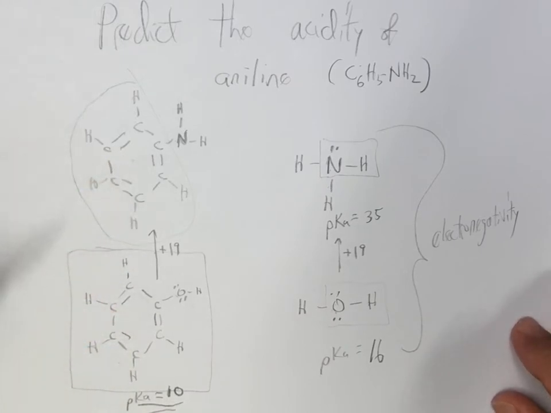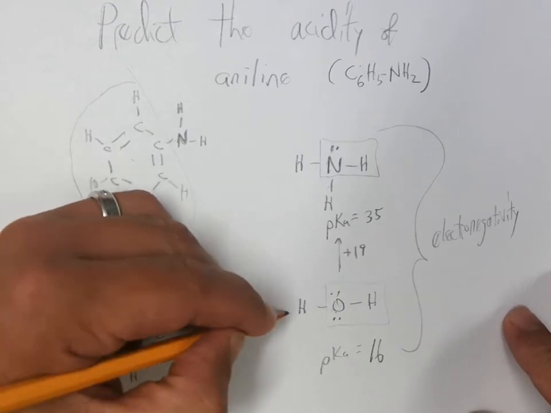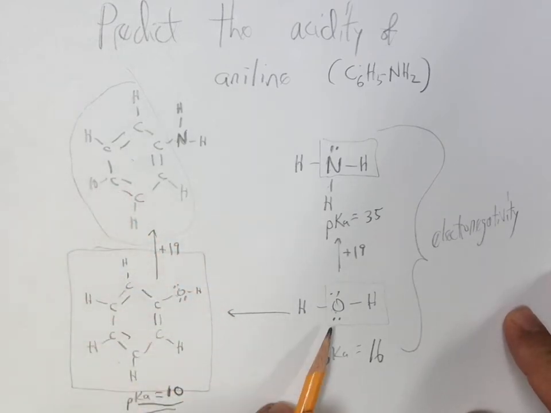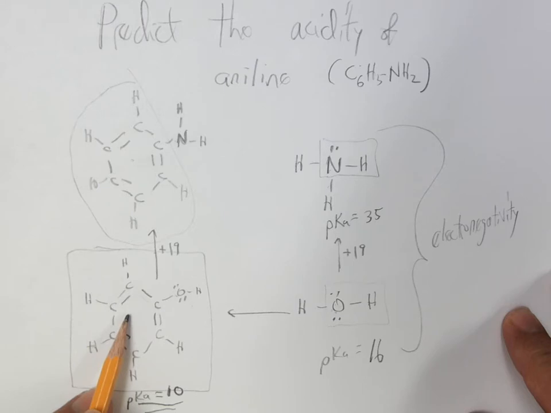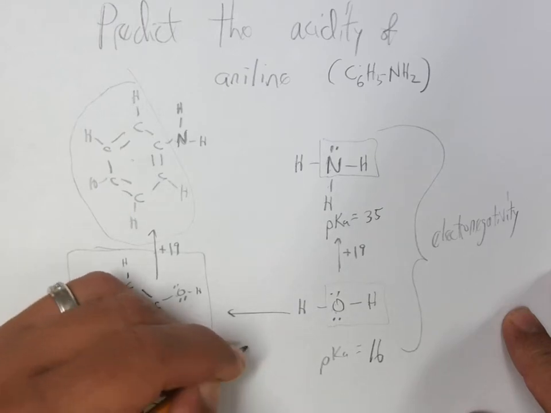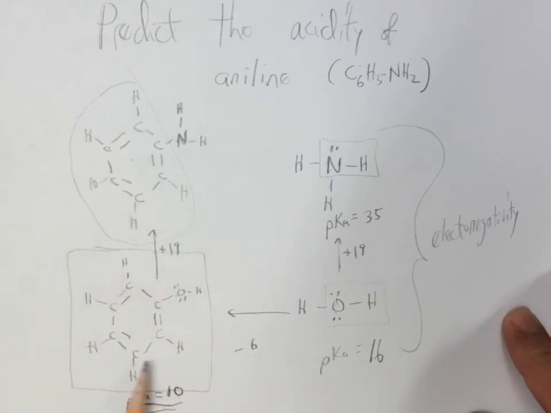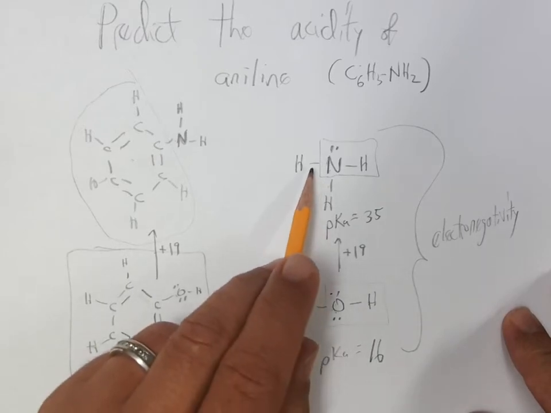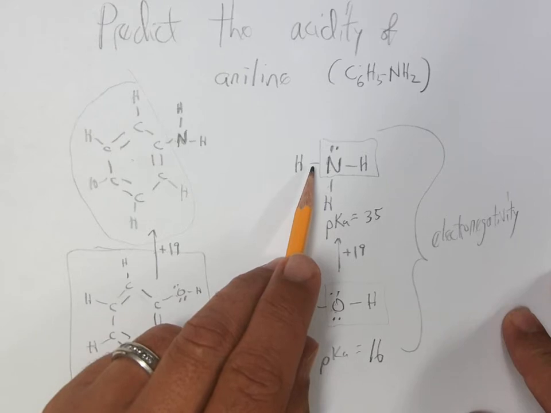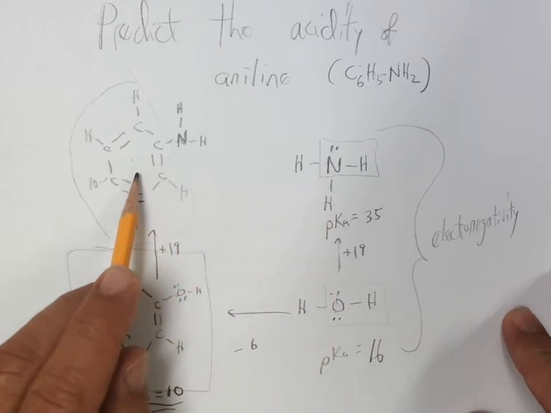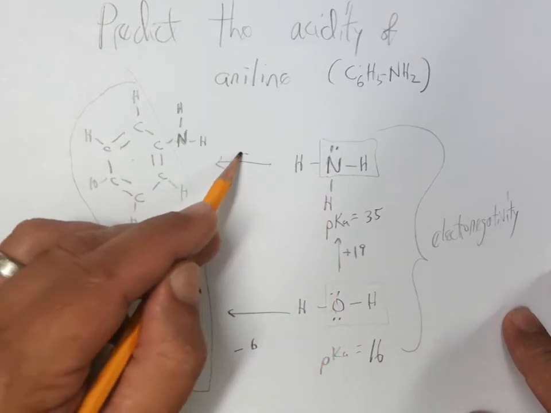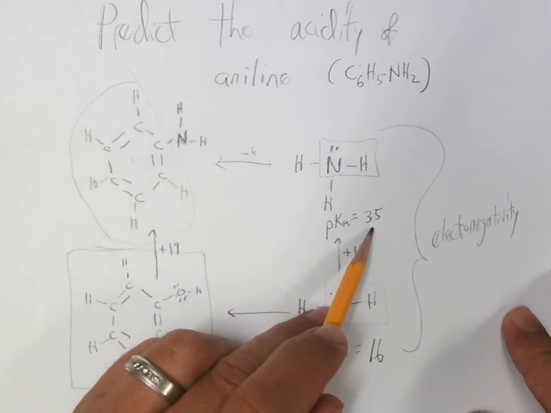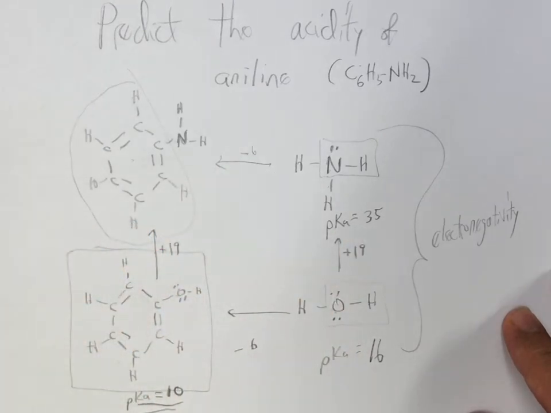The other thing that we're doing here is, if we look this way, going from water to phenol, that's a comparison we made before. Adding in the phenyl ring reduces pKa by about 6 units. So hopefully adding in a phenyl group going from ammonia to aniline should have the same effect of minus 6, and if we do 35 minus 6, we again get 29.